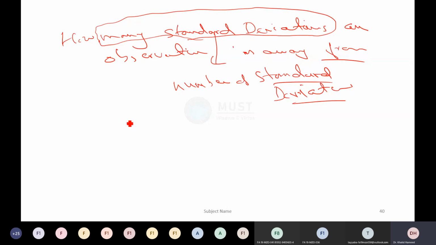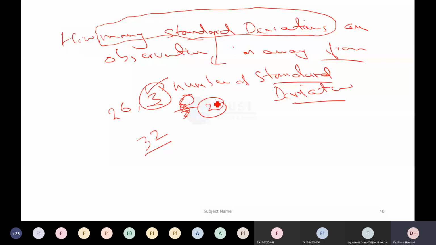For example, let's suppose you have a mean of 26, and in that data set you have a standard deviation of 3. So these 3 is 1 standard deviation. And let's suppose I have an observation like 32. How much is 32 away from the mean? It's by 6 units, and my standard deviation is 3. So I will conclude that it's 2 standard deviations away from the mean.